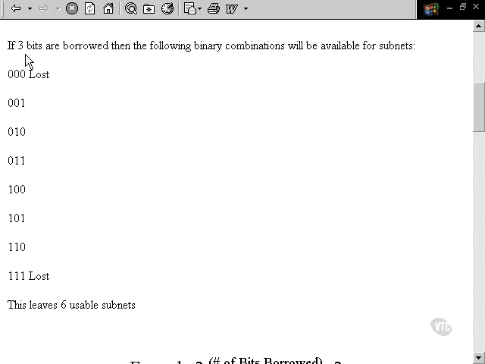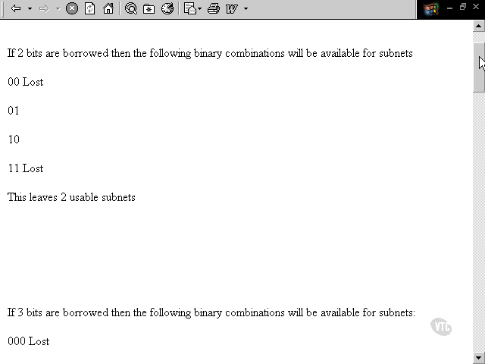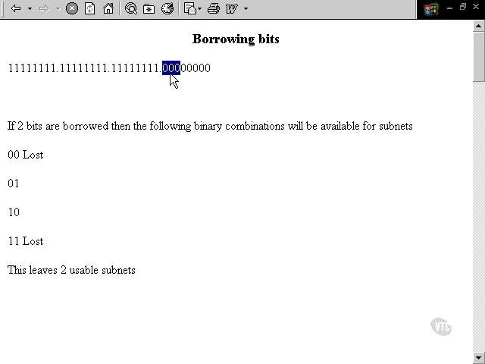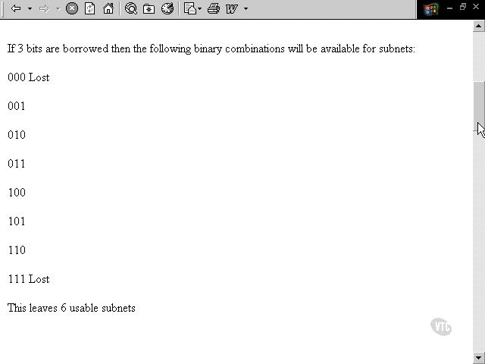Let's look at the possibilities if we borrow 3 bits off of our network address. These 3 bits would be used to assign subnets, and these 5 bits would be used to assign host addresses inside those subnets. If we borrow 3, the possibilities are 000, 001, 010, 011, 100, 101, 110, and 111. Notice the first, the all zeros, is lost, and the last, the all ones, is lost. This leaves us with 6 usable subnets.